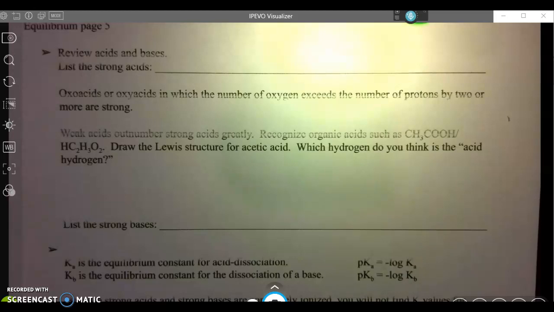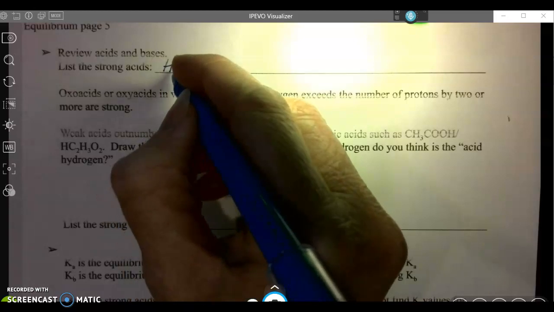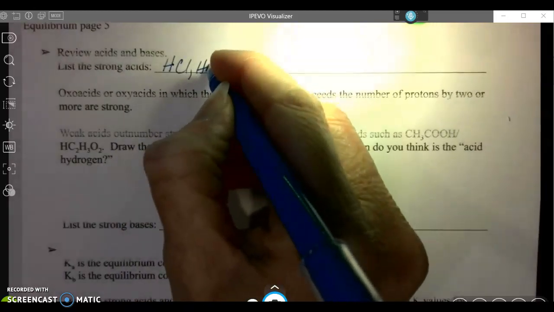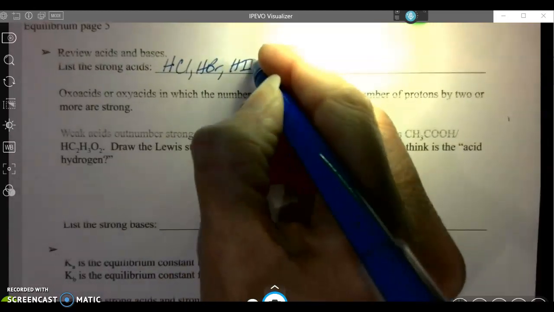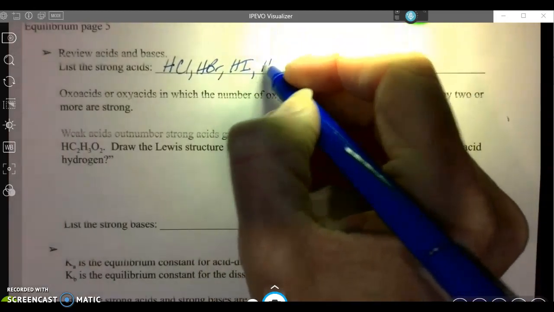Previously, we had looked at acids and bases from the perspective of trying to write net ionic equations. So we're going to look at it in terms of equilibrium at this point. Just to review, the strong acids are your halic acids except for HF. So HCl, HBr, HI, and then those that have two more oxygens and hydrogens.